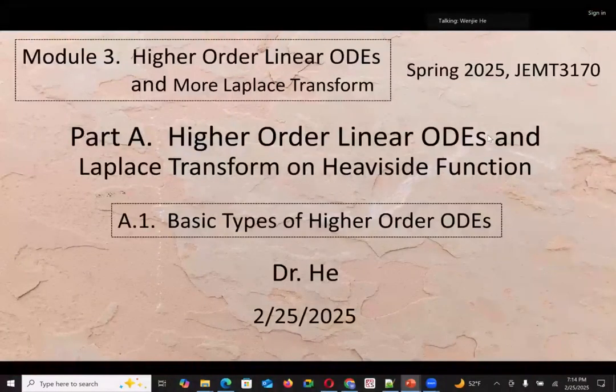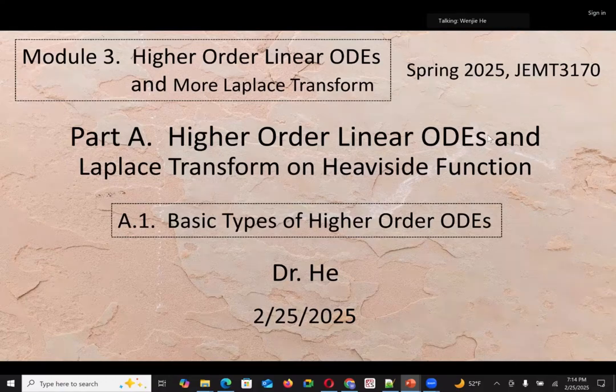Module 3, the title, Higher Order Linear ODEs and More Laplace Transform. Part A, first, a few topics. We look at the basics of higher order linear ODEs. Then, we study Laplace transform on Heaviside function.